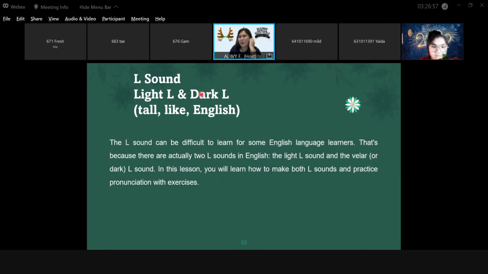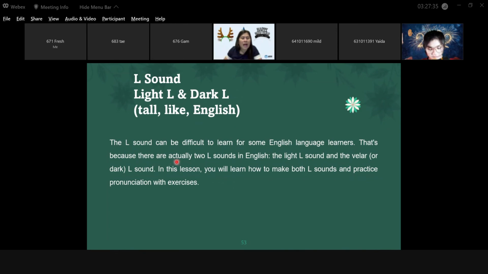This is very important for you to learn because some of you cannot really pronounce the L sound correctly. You will just say school, schoon, instead of the L sound. I've heard this many times in my old school. There is a light L and a dark L sound, like tall, English. The L sound can be difficult to learn for some English language learners.